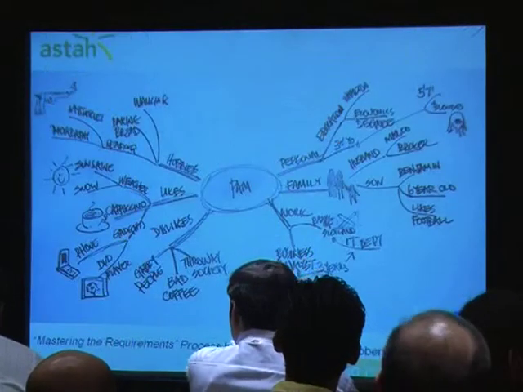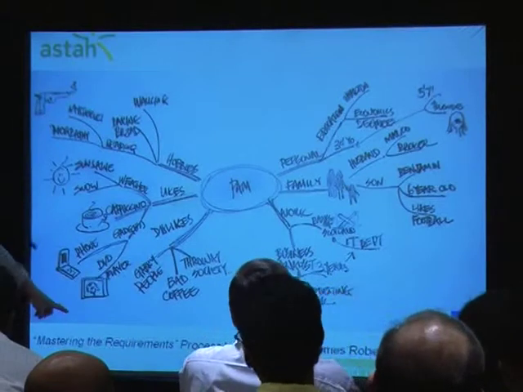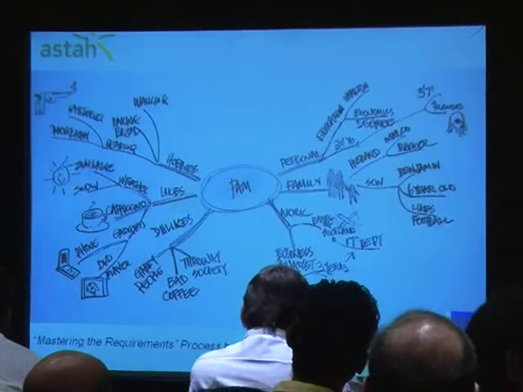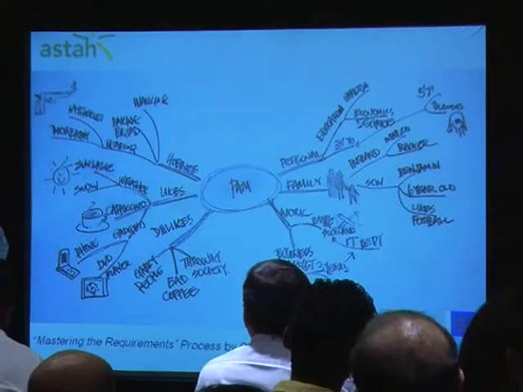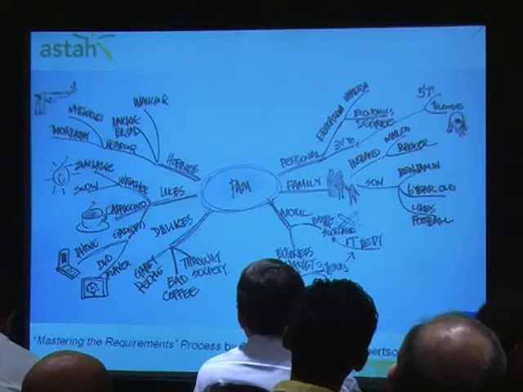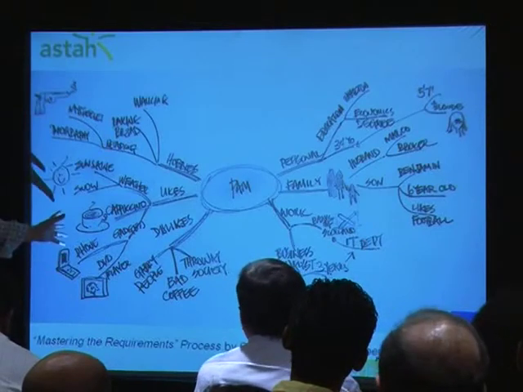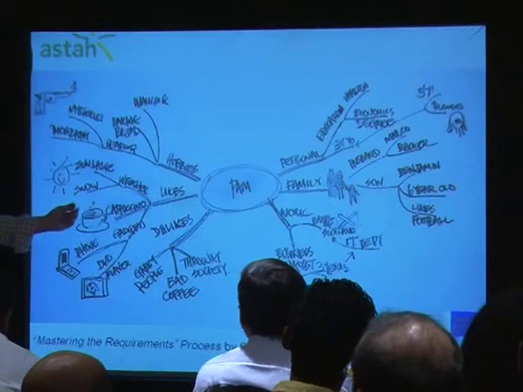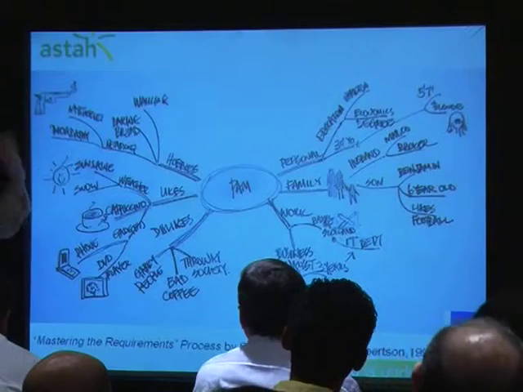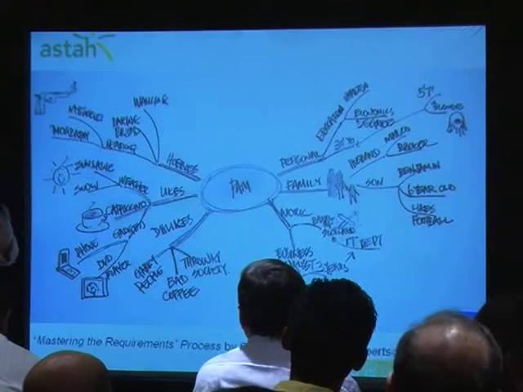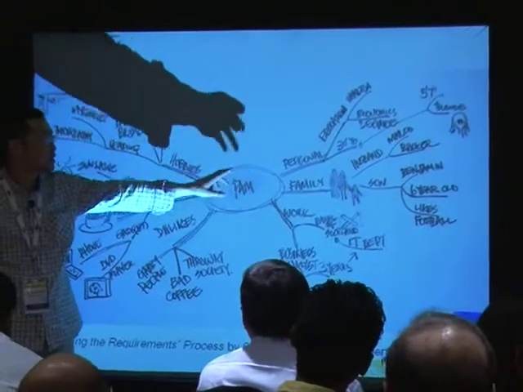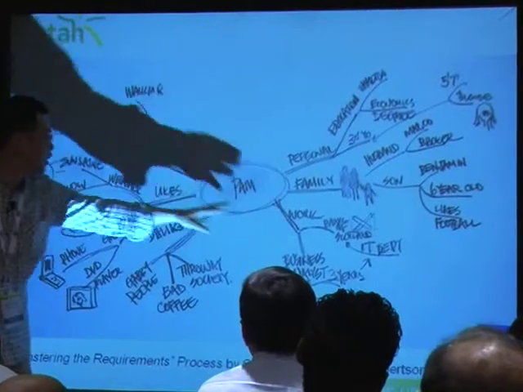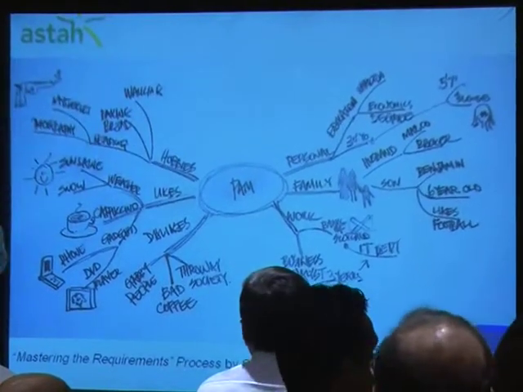And one more example from this book, Mastering the Requirements Process. It's written by Suzanne and James Robertson. It's a famous book about requirements. And the authors nicely sent me a mind map of a persona. Do you know the word persona? Yeah, it's an imaginary customer, but a concrete customer. So the person's name is Pam, and her family, and her work, and her hobbies, like this.